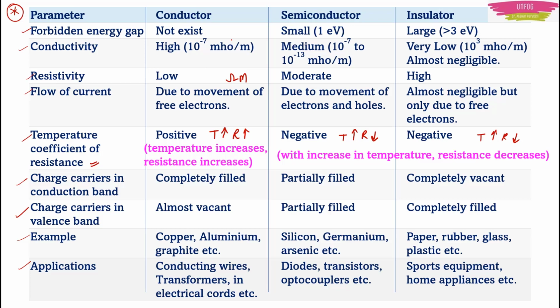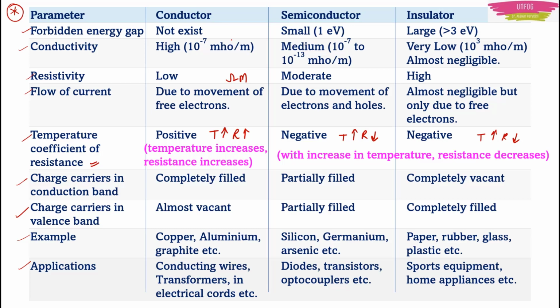And valence band is almost vacant in conductor, because almost all electrons go from valence band to conduction band and they conduct electricity, isn't it? Then in semiconductor, it is partially filled, and in insulator, it is completely filled. Now examples for conductor: copper, aluminium, graphite, etc. And semiconductor, best examples are silicon, germanium and arsenic. Then insulator, I have told you already.